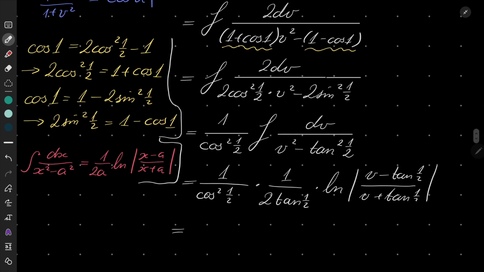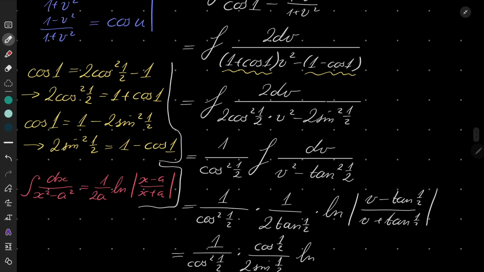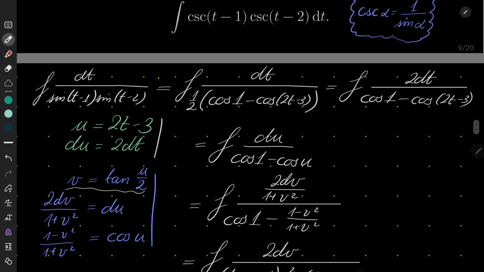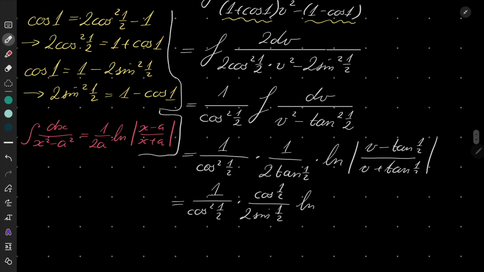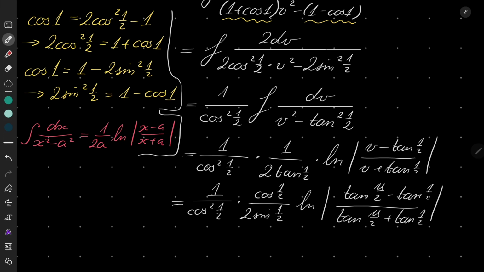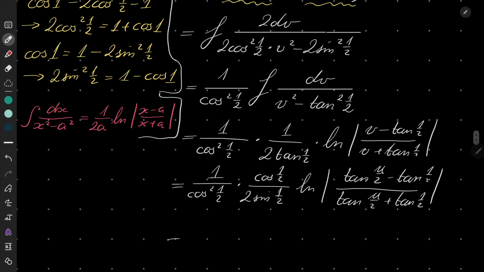And now let's simplify it further, because here we have 1 over cosine squared of 1/2, and tangent is sine over cosine. So we have cosine of 1/2 over 2 times sine of 1/2. And now, instead of v, let's go back. V was tangent of u over 2. So we have tangent of u over 2 minus tangent of 1/2, over tangent of u over 2 plus tangent of 1/2. Amazing.